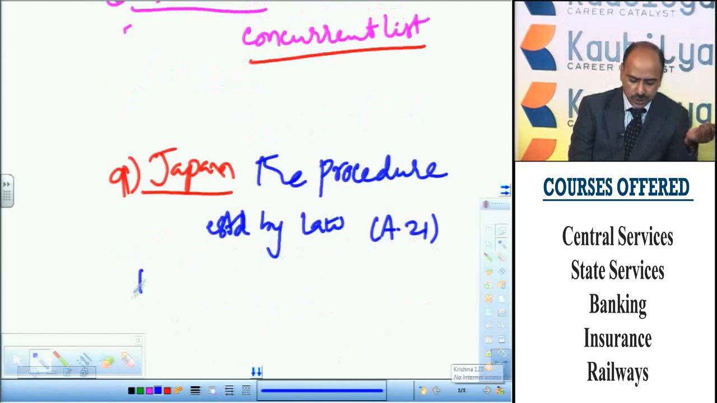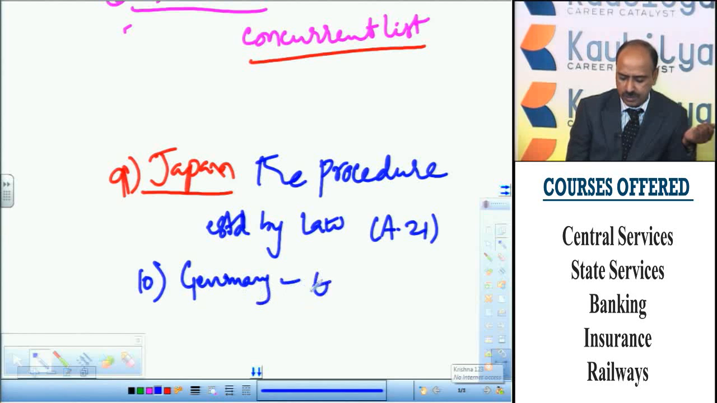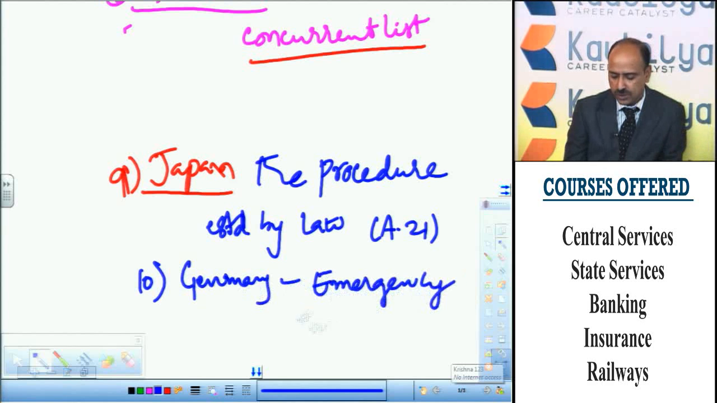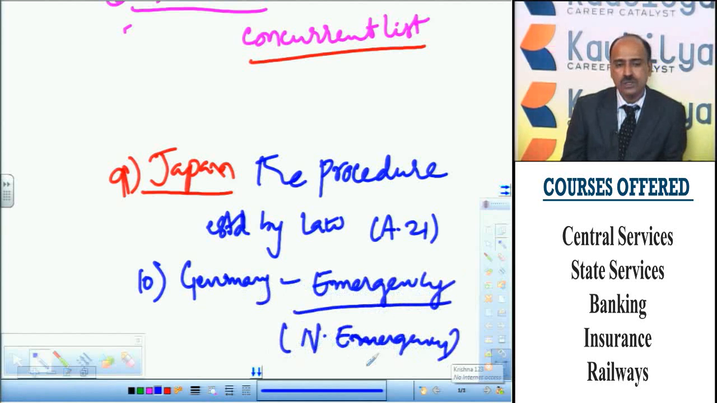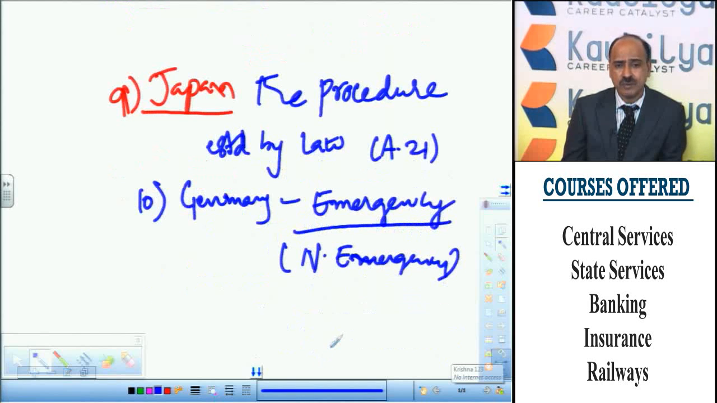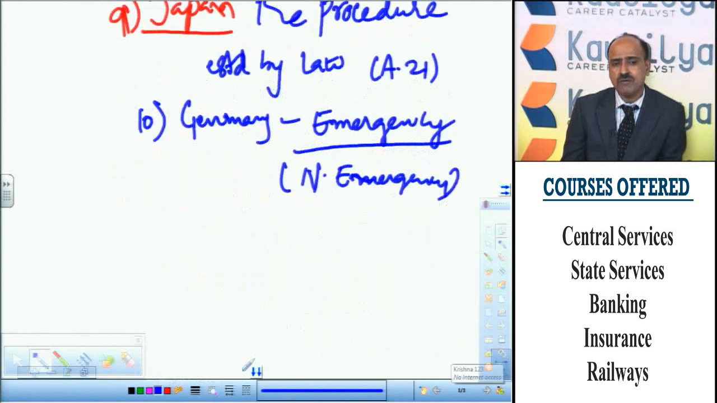And the last, the 10th source, is Germany. Emergency, particularly national emergency. National emergency power we borrowed from Germany. We have three types of emergencies: president's rule, national emergency and financial emergency, but here the national emergency concept is borrowed from Germany. These are all the main sources of our constitution.